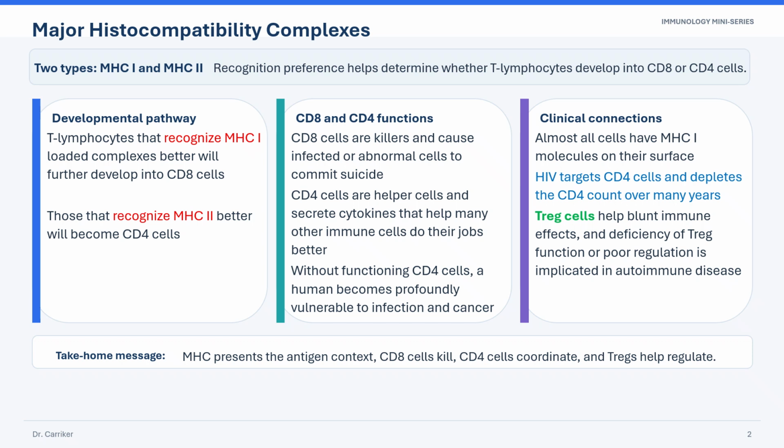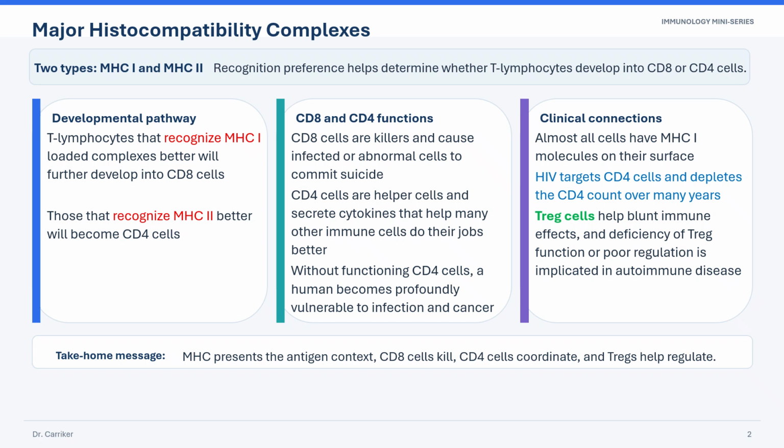Now, CD4 cells, these are the helpers. They produce cytokines that strengthen and coordinate the work of many other immune cells. Without functional CD4 cells, humans become profoundly vulnerable to infection and cancer. So this is why HIV is so devastating over time, because it targets and depletes CD4 cells.